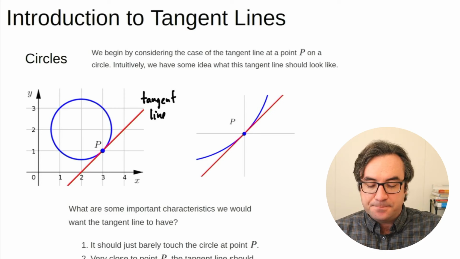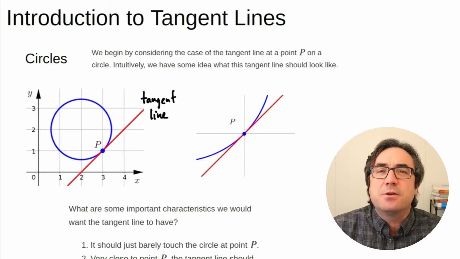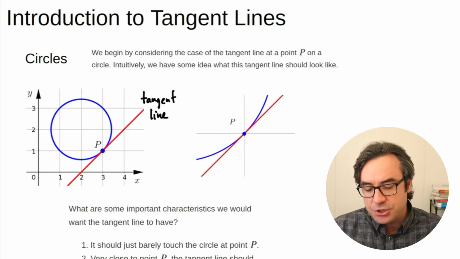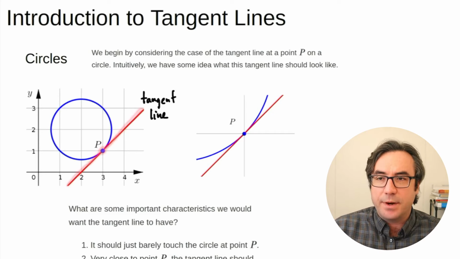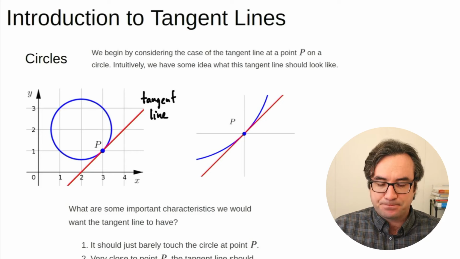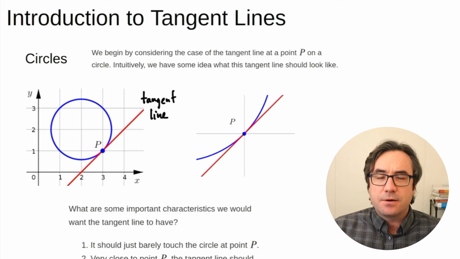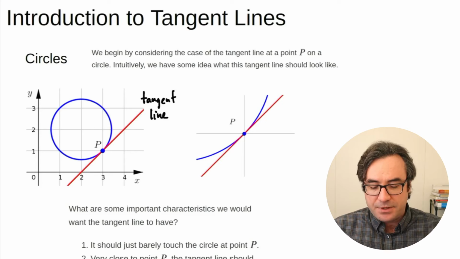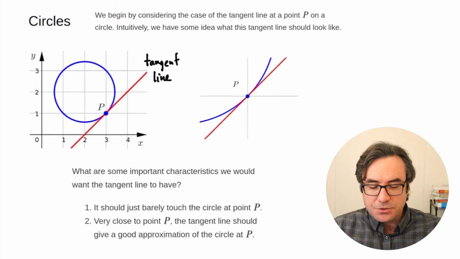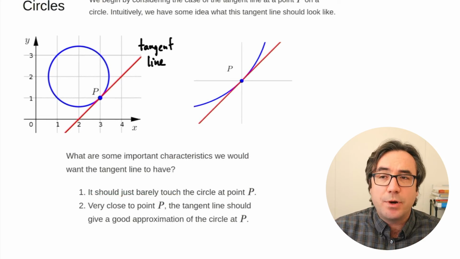So for a tangent line, the idea with a circle is the tangent line should just barely touch the circle. It should only intersect the circle at that one point. So like I said, when we're dealing with circles, we have geometric ways to actually construct this line. All right, so what are some important characteristics that our tangent line for our circle should have? There's a few of them. So first of all, it should just barely touch the circle at that point P.